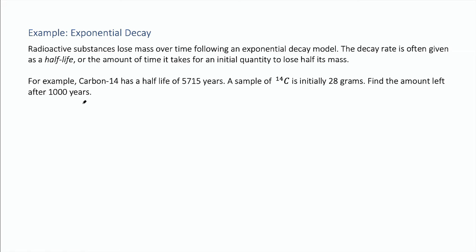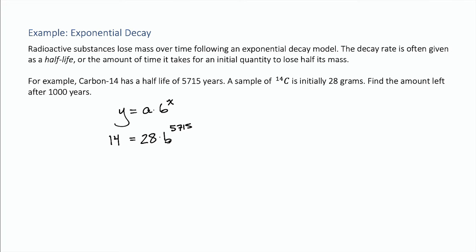So here's what I can say. We know our general form is a times b to the x. And we know that after 5,715 years, we'll lose half of our mass. So we're starting out with 28 grams. But if I plug in 5,715 for x, I should end up with half of 28, which is 14.